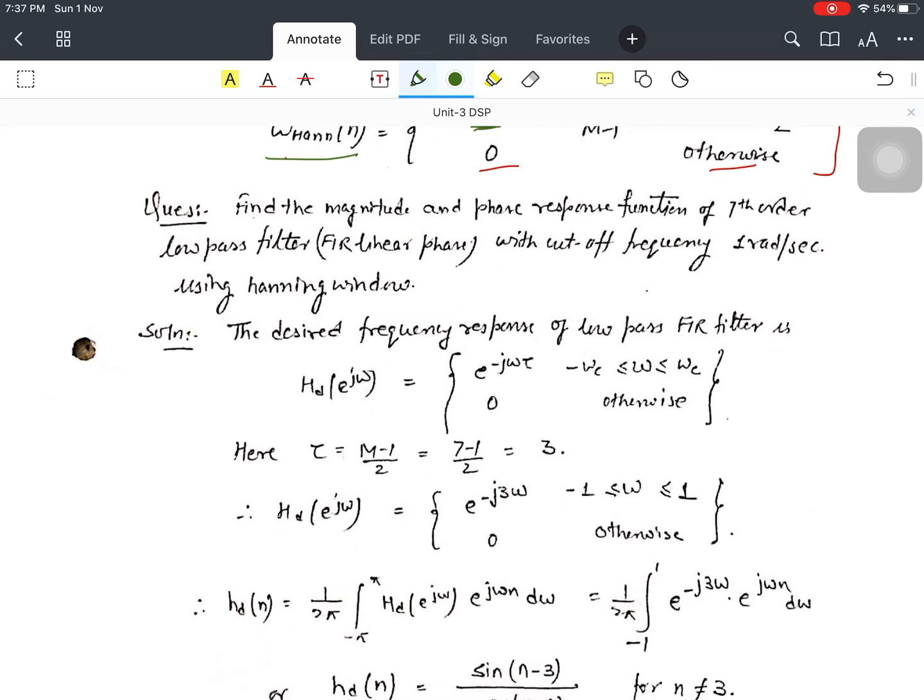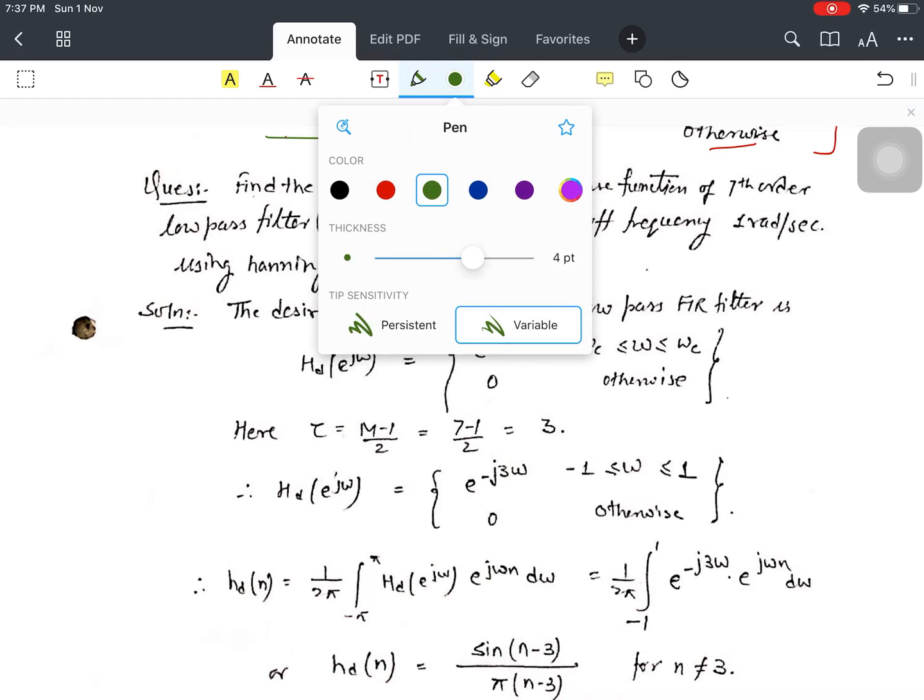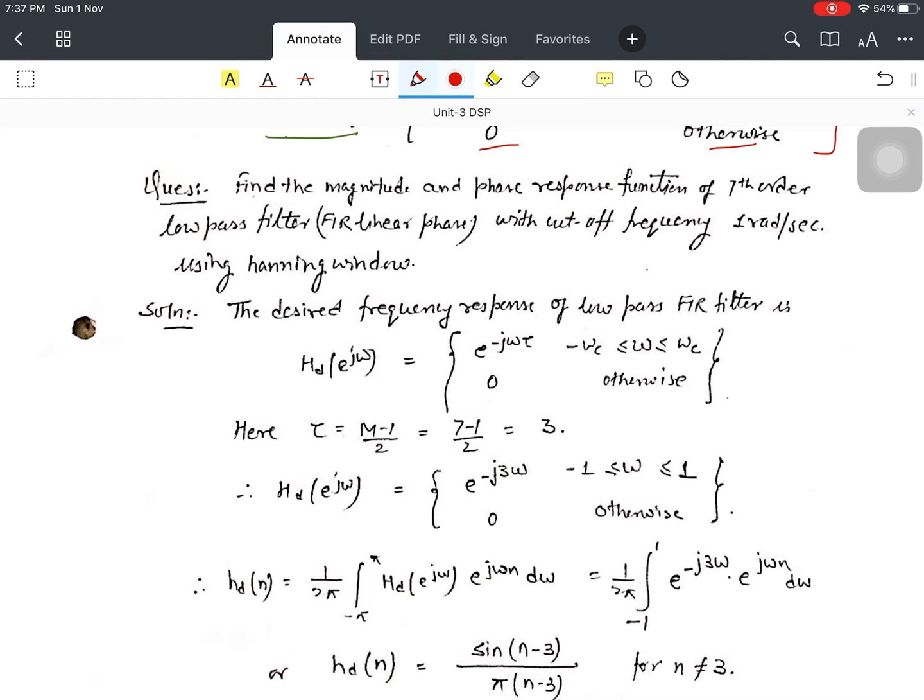The design problem is: find the magnitude and phase response function of a 7th order low pass filter with cutoff frequency 1 radian per second using the Hanning method. Again, the filter in the question is the same. In the previous lecture we took this example; the only change is using the Hanning window.